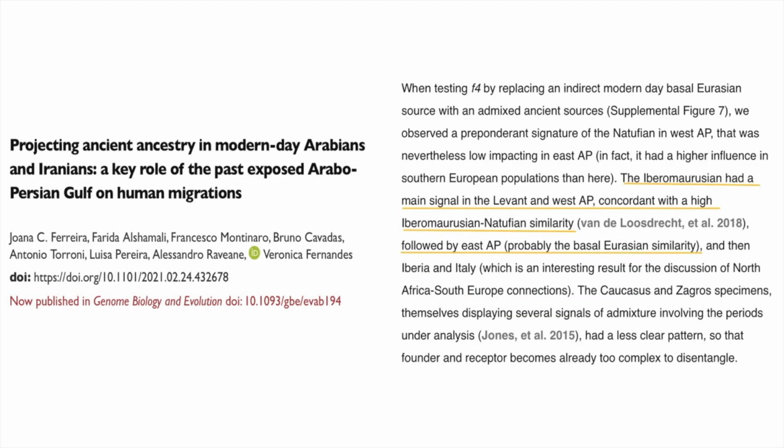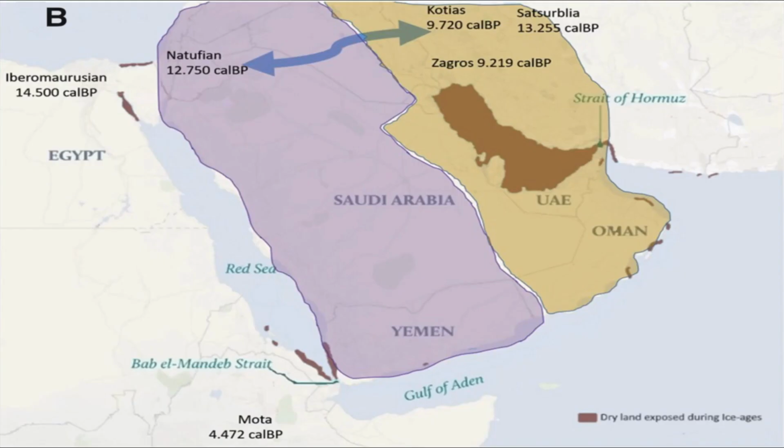The Ibero-Maurusian had a main signal in the Levant and West Arab Persian quadrant with a high Ibero-Maurusian Natufian similarity, followed by East Arab Persia, probably the basal Eurasian similarity. And so here's just a map showing you where you see this Natufian ancestry in Western Arabia is typically where you see it. And then you see the Ibero-Maurusian DNA over here.